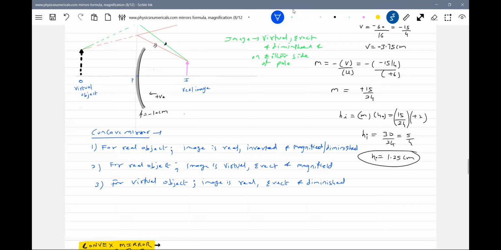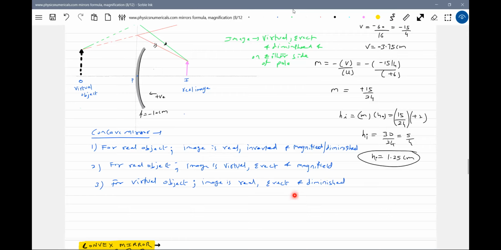So for a concave mirror, for a real object, the image will be real, inverted, magnified or diminished, or virtual, erect, and magnified. For a virtual object, the image is real, erect, and diminished. For a virtual object, it cannot form a virtual image. So what is not possible for a virtual object? A concave mirror cannot form a virtual image. This is a primary conclusion.